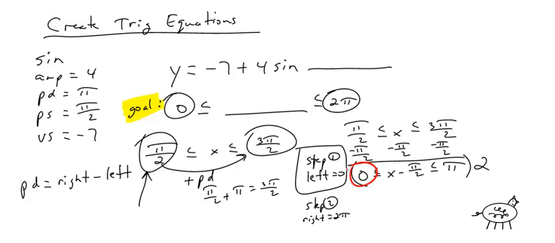Don't try to make that right side 2 pi first, because what's going to happen is that left side is not going to be 0, and it's not going to work out for you. All right, so we got to follow those steps just the way I have it.